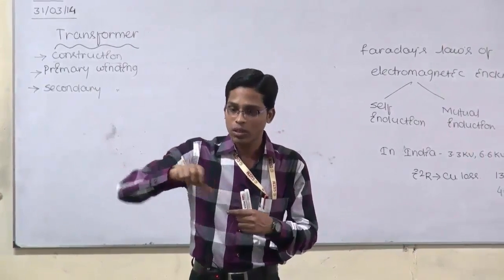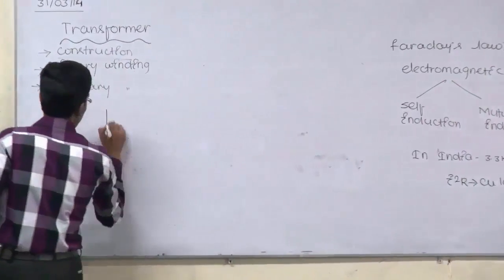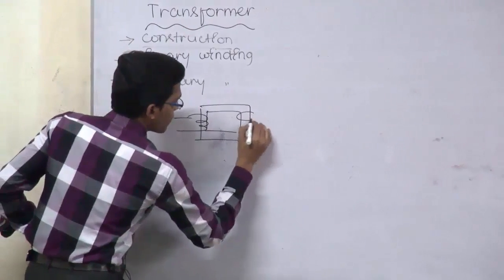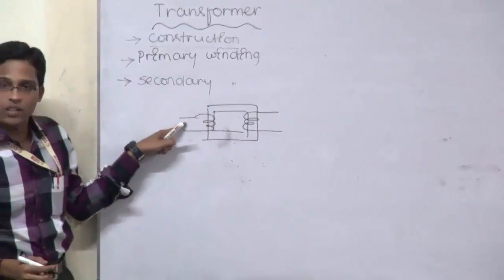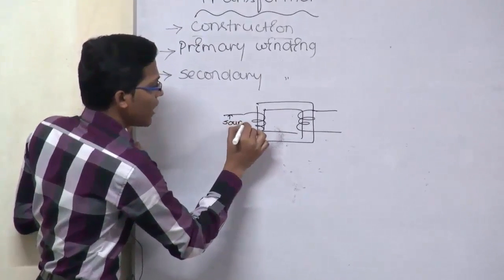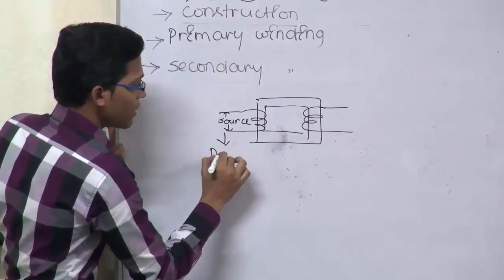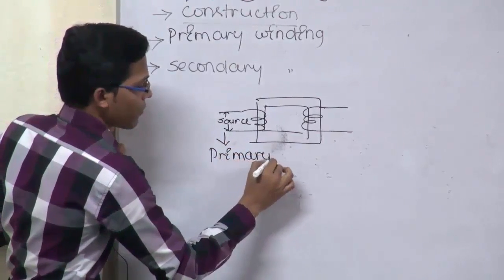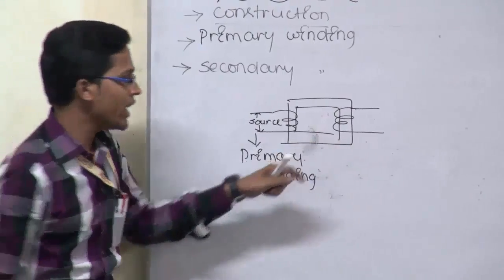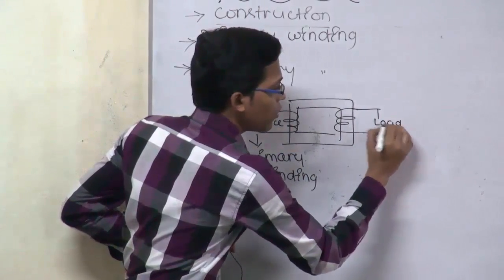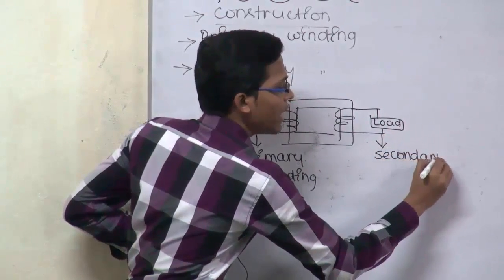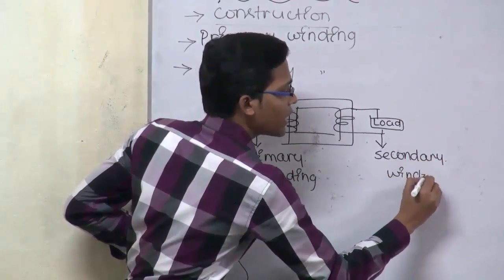I can also interchange them. This is the core I have taken, and this is the primary winding. If I connect this one to the source, meaning the supply, then this will be called the primary winding. And if I connect this winding to the load, then this will be called your secondary winding. So the naming of the windings totally depends upon us, depending upon how they are connected.